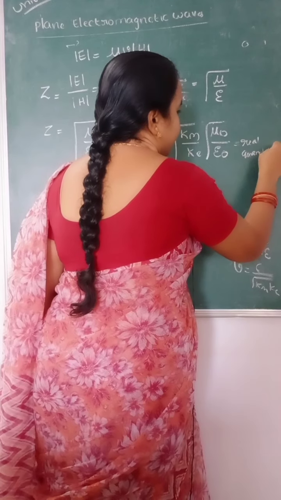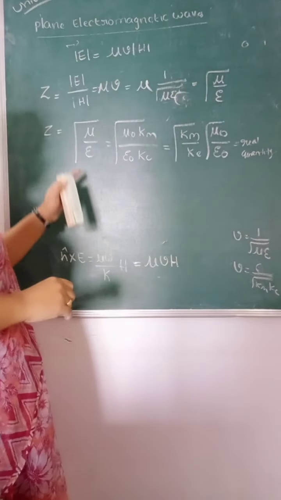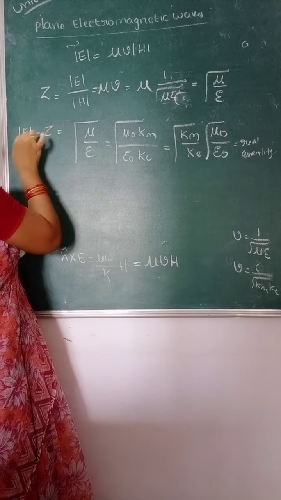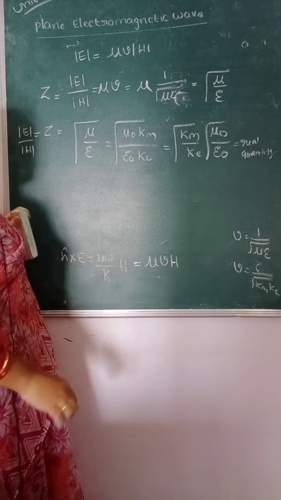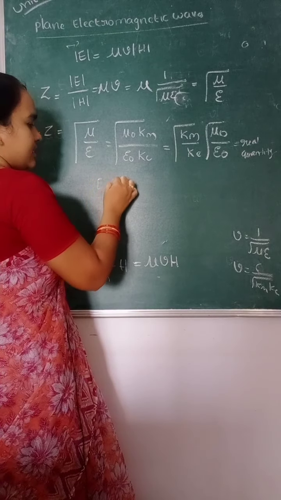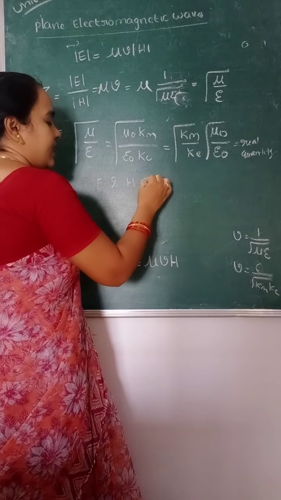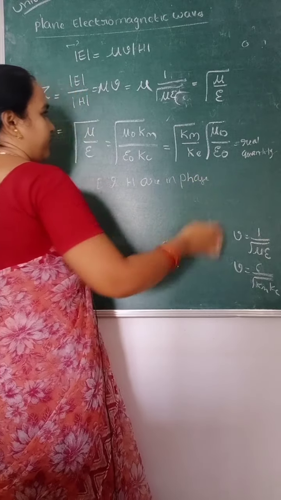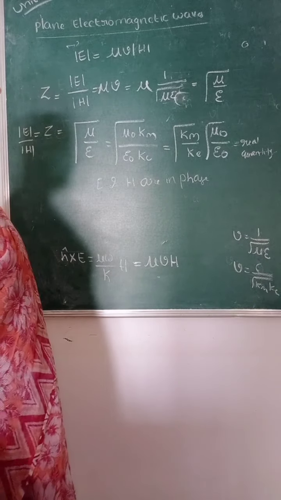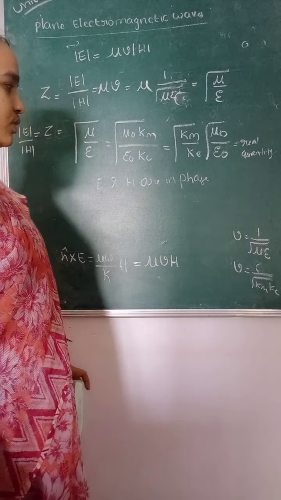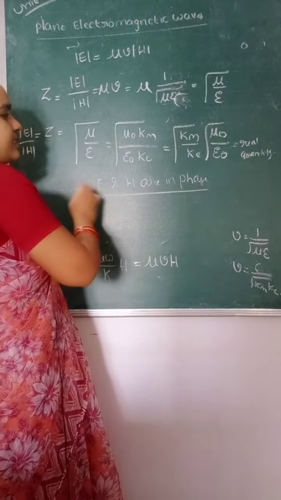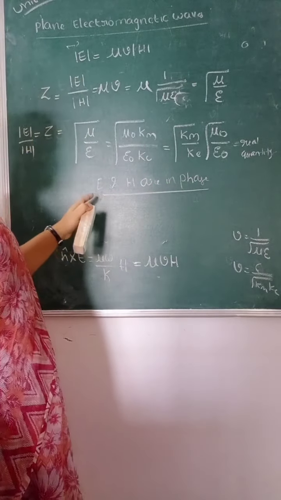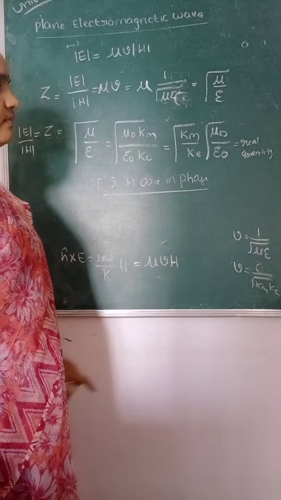If the ratio is real, we can say that modulus of E by modulus of H is a positive and real quantity, then we can say that these two vectors, E and H, are in phase for a plane electromagnetic wave in isotropic medium. This is the third assumption. If you get the impedance as a real quantity, then we can say that the two vectors are in phase.